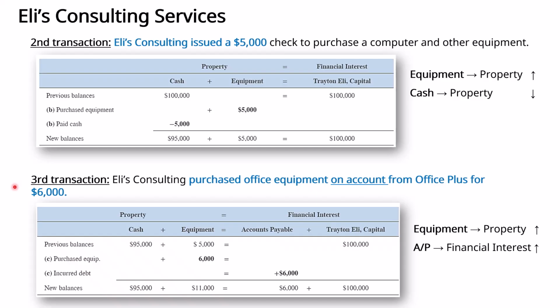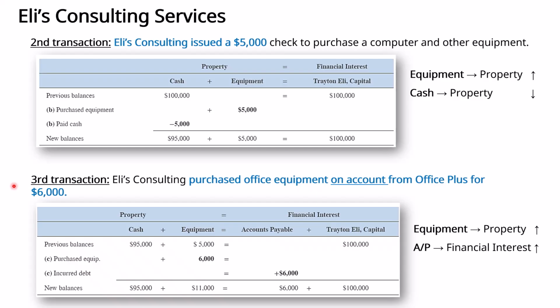For our third transaction, we have the following business event. Eli's Consulting purchased office equipment on account from Office Plus for $6,000. So let me explain first what it means by on account or on credit. It means that you don't pay the full amount right now. It means that you promise to pay the amount at a specific date in the future. As accountants, it's important that we keep track of the amount owed. So let's analyze the transaction so that we can record it.